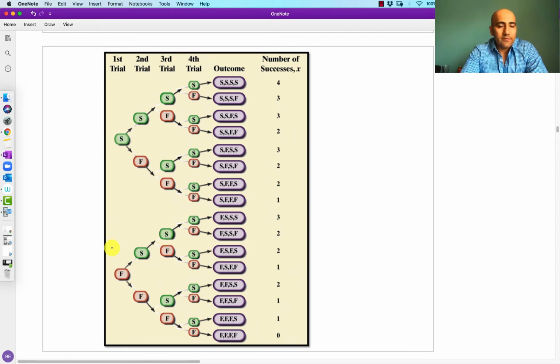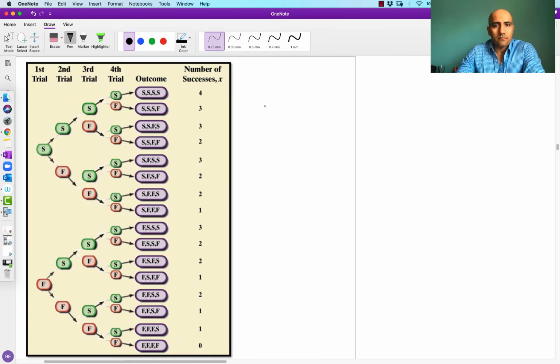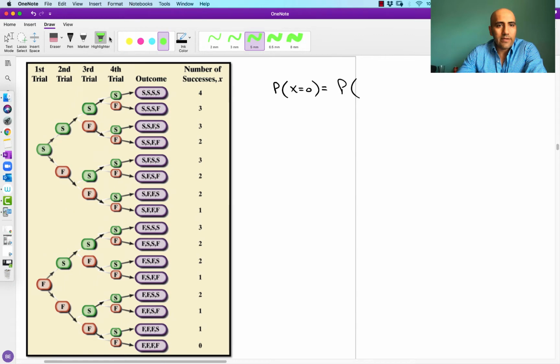So let's figure them out. What's the probability that x equals 0? Well, that one's really easy. That's just this one. The probability that x equals 0 is the probability that there are 0 successes. Well, there's only one way that can happen. We see that right down here. This is the only way that there's 0 successes.